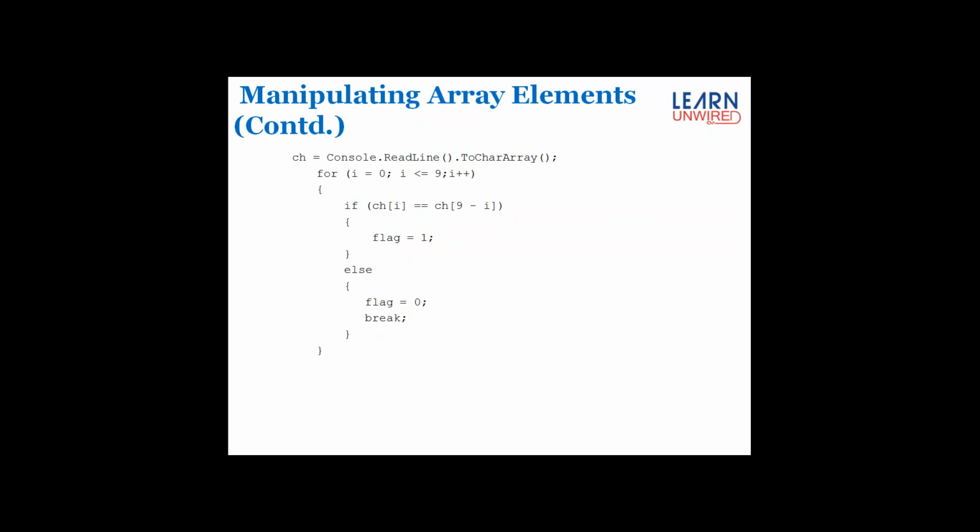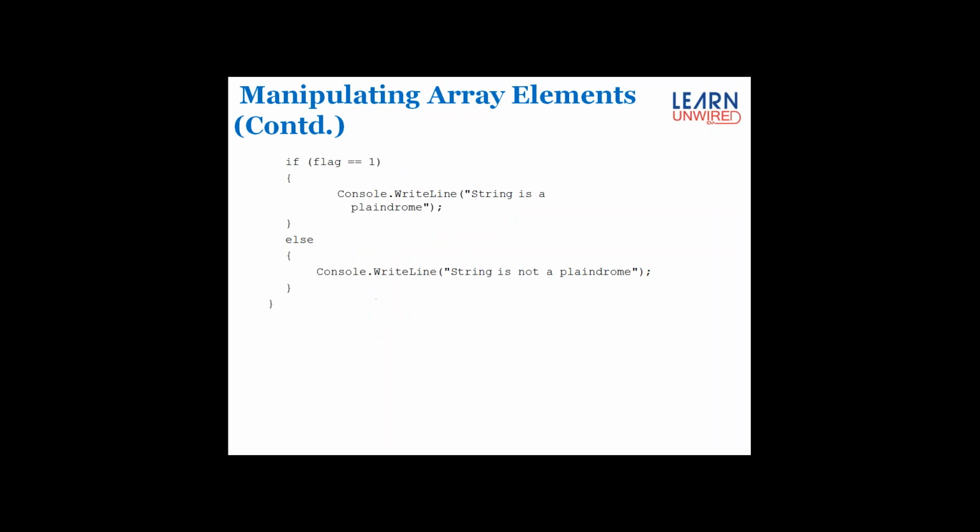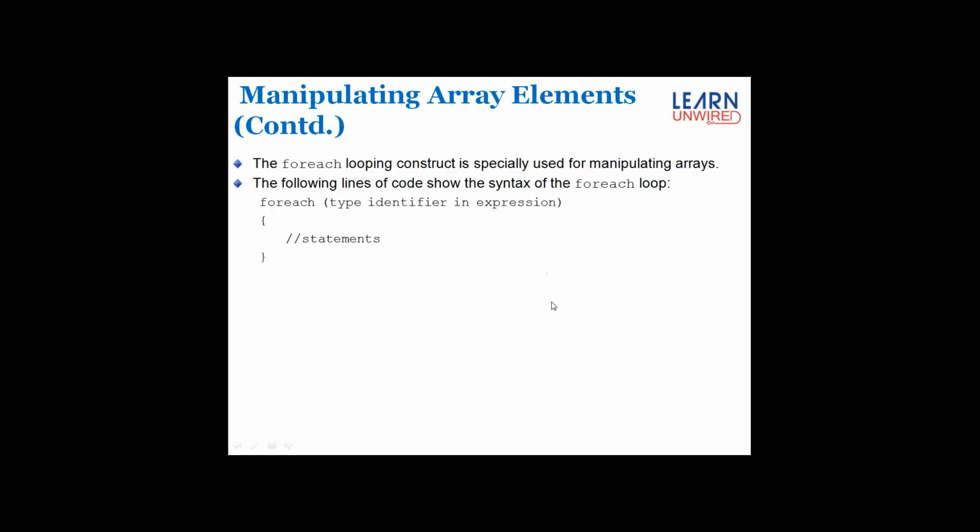So break. Break will exit from the for loop, so we are going to come out of the for loop. After execution of the for loop, we are checking the value of the flag. If it is 1, we say the string is a palindrome. Otherwise, we say that the string is not a palindrome.